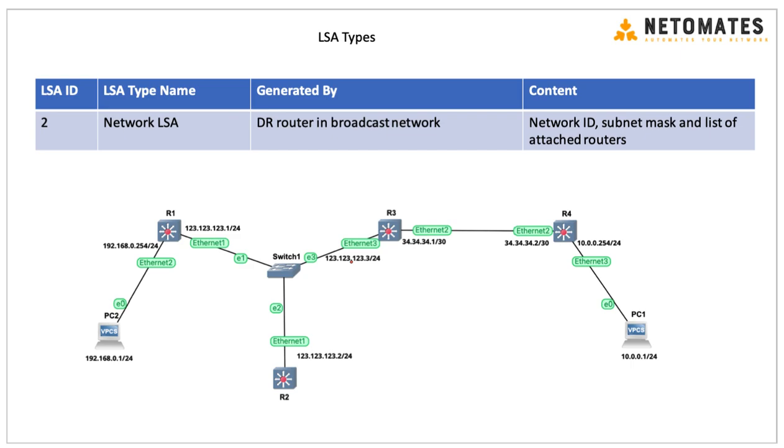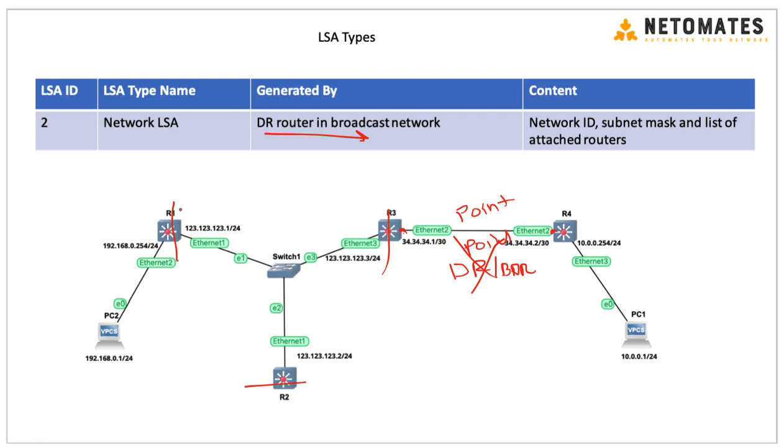So let's look at type 2 network LSA. This is generated by the DR. If we look at this topology, this is the only broadcast network. There are only two routers directly connected here, which we configured as a point-to-point link in the previous lab, right? So there will be no DR and BDR selection in this segment. It will only happen in this broadcast network.